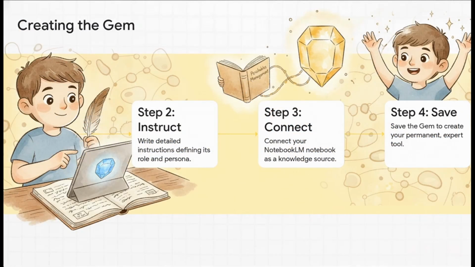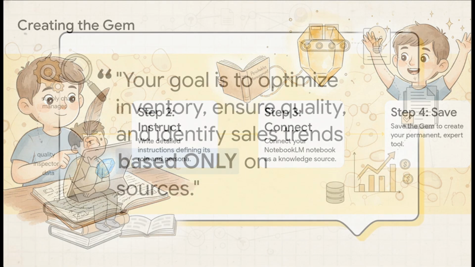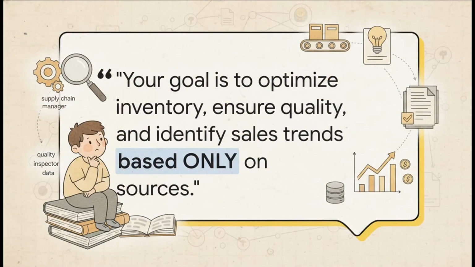And the process is actually surprisingly straightforward. Alex opens up Gemini, creates a new gem, and just pastes in those detailed instructions. Then, and this is the absolute crucial step, in the knowledge section, they connect their perishables management notebook directly as its knowledge base. They hit save, and boom, their custom tool is born. This is the actual instruction Alex gives the gem. Notice how it defines multiple roles: supply chain manager, quality inspector, data analyst, and most importantly, it grounds the AI, telling it to base its answers only on the sources they provided. That little detail is what prevents it from making stuff up and keeps the output hyper-relevant.